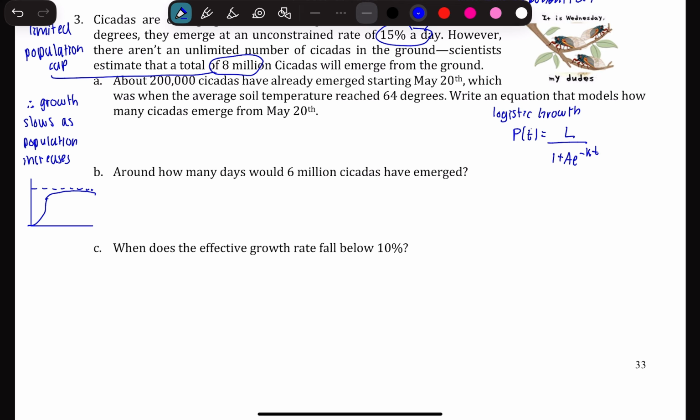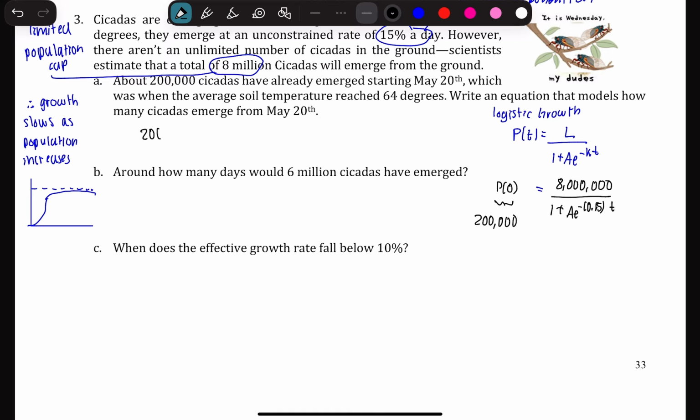And here we know L is going to be 8 million, and k is going to be equal to 0.15. And then we have t, and we know that P initial is going to be equal to 200,000. So now we can write the model.